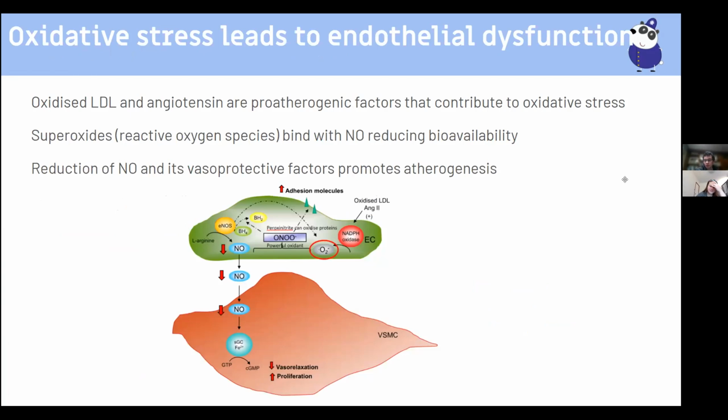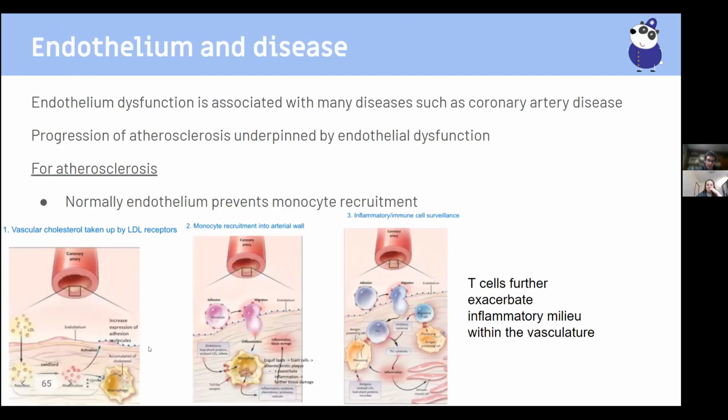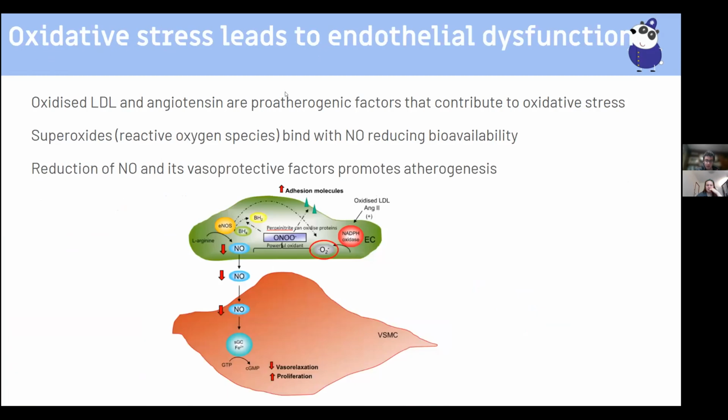Oxidative stress. You might then ask, how does this happen if you have your nitric oxide protecting all of this? The reason it often occurs is due to oxidative stress. LDL can contribute to oxidative stress, which is why it's quite dangerous. LDL is a proatherogenic factor and can lead to the production of superoxides such as O2-, which is a reactive oxygen species. It binds with nitric oxide and reduces its bioavailability, meaning it's less available, so you have less of a protective effect of nitric oxide, which promotes atherogenesis.